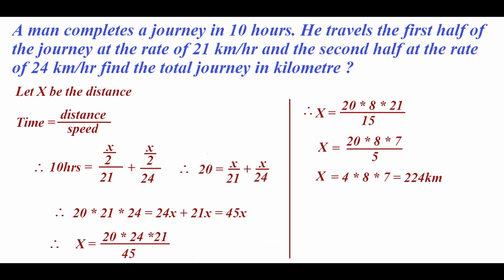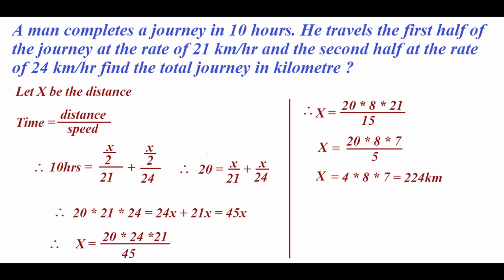A man completes a journey in 10 hours. He travels the first half of the journey at the rate of 21 km per hour and the second half at the rate of 24 km per hour. Find the total journey in kilometers. Let x be the distance. Time equals distance upon speed. 10 hours equals x by 2 upon 21 plus x by 2 upon 24.